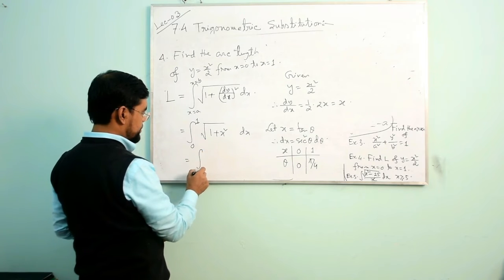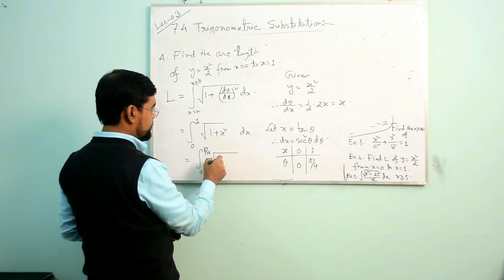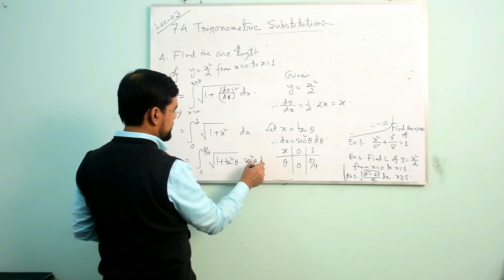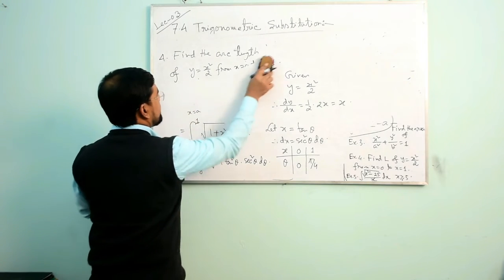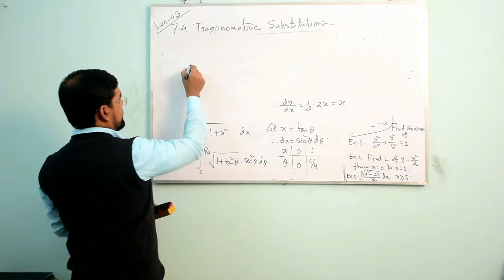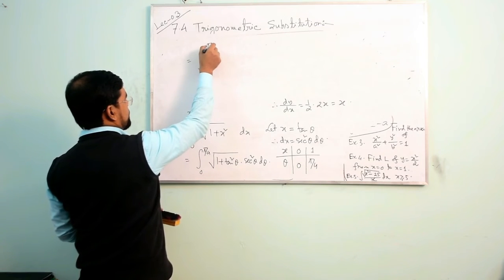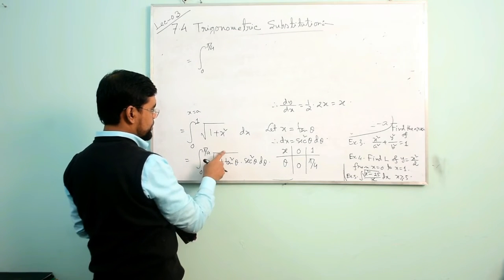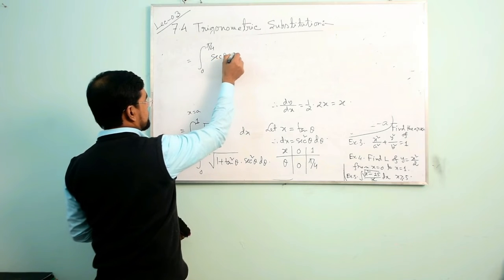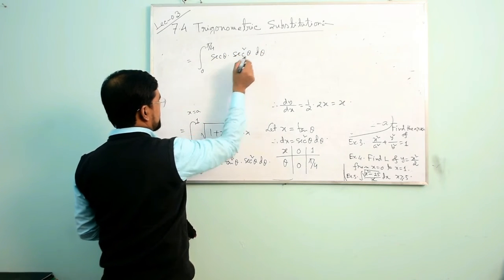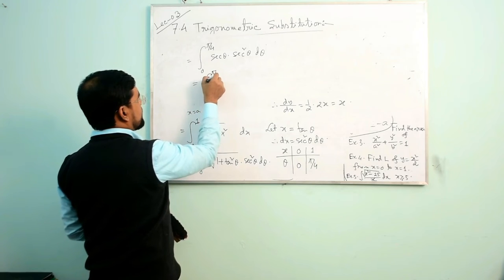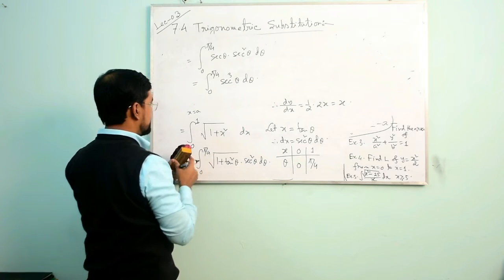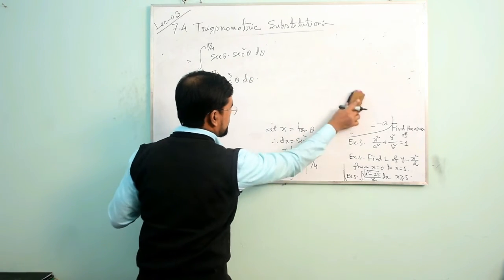So this integral becomes the integral from 0 to pi by 4 of root 1 plus tan square theta times sec square theta d theta, which equals the integral from 0 to pi by 4, where 1 plus tan square equals sec square, and root sec square means sec theta, into sec square theta d theta, which is equal to the integral from 0 to pi by 4 of sec cube theta d theta. Now we can use the reduction formula.